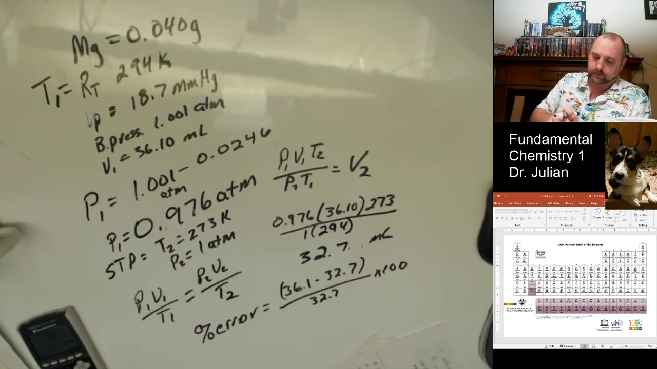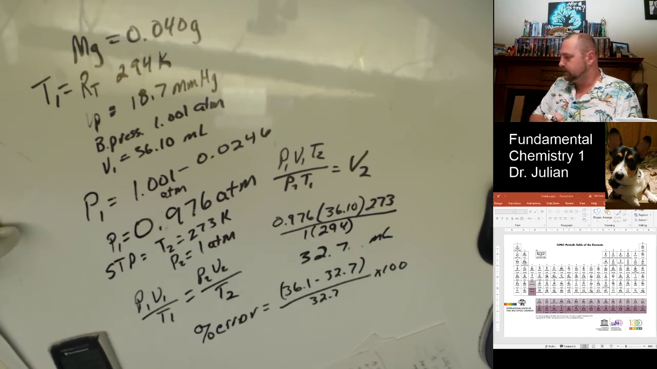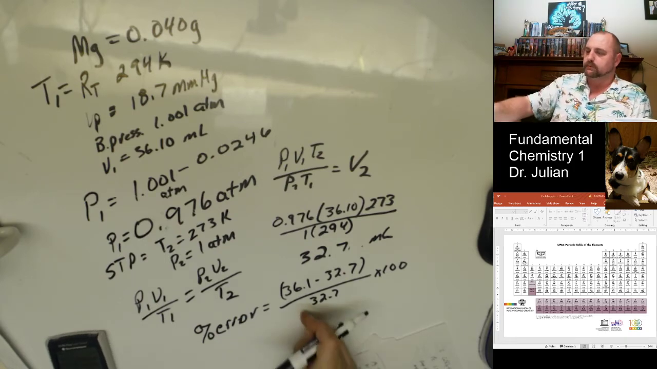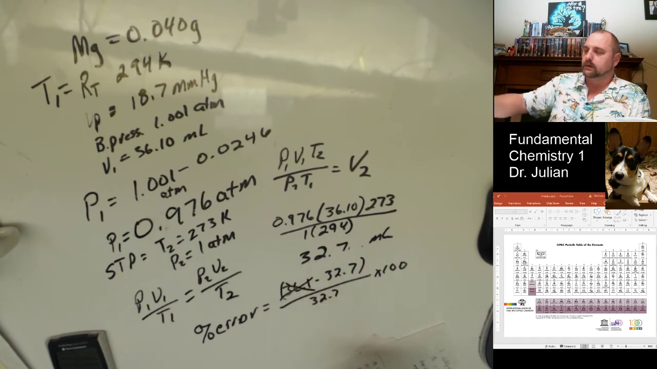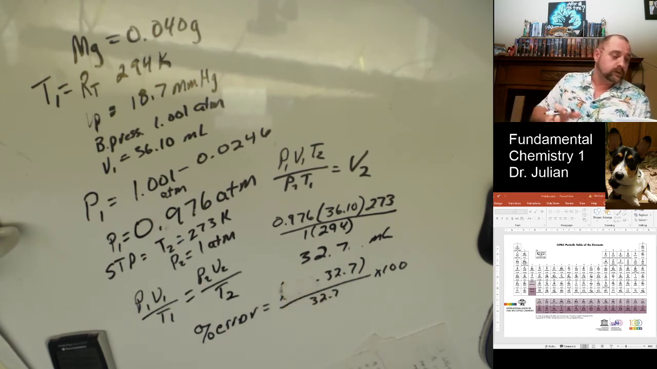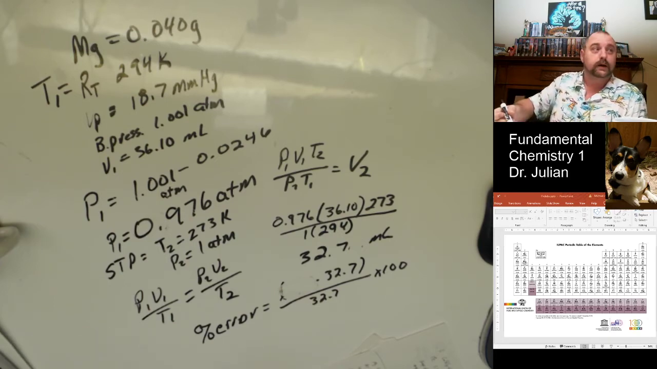36.1 minus 32.7, 3.14 divided by 32.7 times 100. What am I missing? Oh, no, I shouldn't use this number. I need to use my theoretical number. So that's not the right number there. We need the theoretical. We skipped that step. So the theoretical from the calculations.